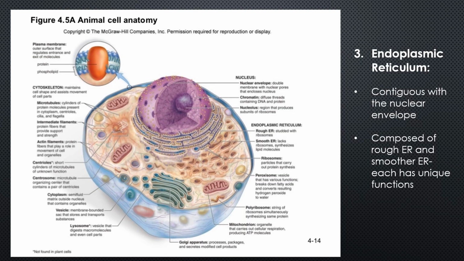Next, we have the endoplasmic reticulum. The endoplasmic reticulum, as we've said before, is contiguous with the nuclear envelope. So they are located right here. As you can see, there are 2 types of endoplasmic reticulum, or ER. There's the rough endoplasmic reticulum, and it's considered rough because it is studded with all those ribosomes that we just talked about. Then there's the smooth ER, which is right here, and they each have unique functions.